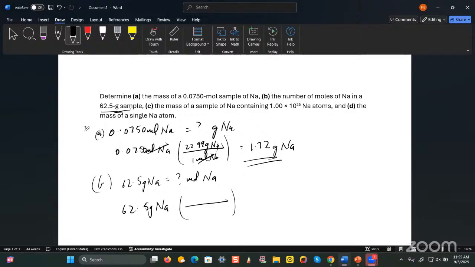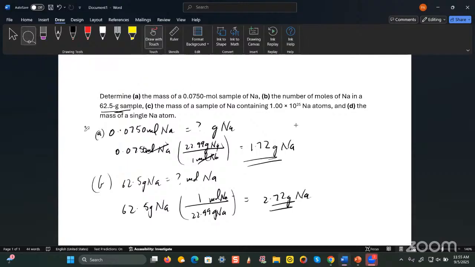Going to be the grams in the denominator. Okay, so the grams will be down here, and the moles of sodium would be above. So what would be the numbers? 1 mole of sodium over 22.99. Exactly. So let's see what that gives. So 62.5 divided by 22.99. And according to my calculation, I got 2.72 moles of sodium. All right? And that's how that is done. All right? Any questions about this? Any questions?